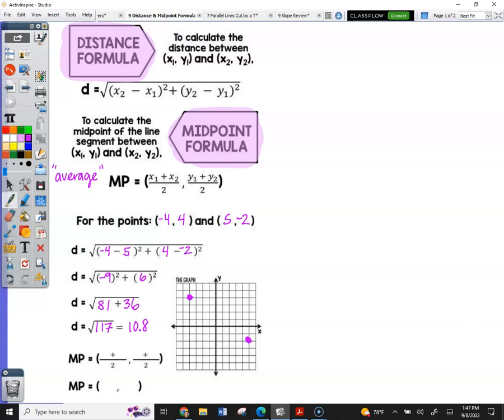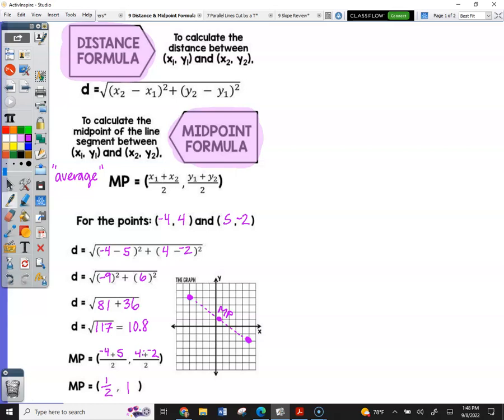Plug it in. Add the x's. My x's are -4 and 5. My y's are 4 and -2. Now clean it up. What comes out on top here? Careful, they got opposite signs. 1. So this is 1/2. What comes out on top here? 2. What's 2 over 2? 1. Now it's plotted. Right a half, up one, so it's right there. So there's the midpoint. I just cleaned them up. 4 minus 2 is 2. 2 divided by 2 is 1.